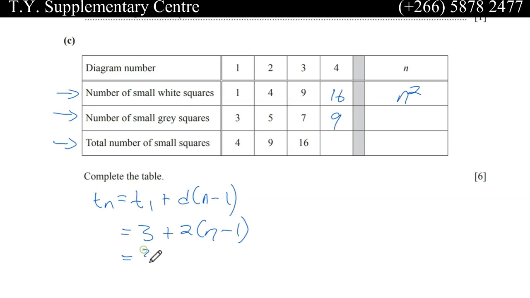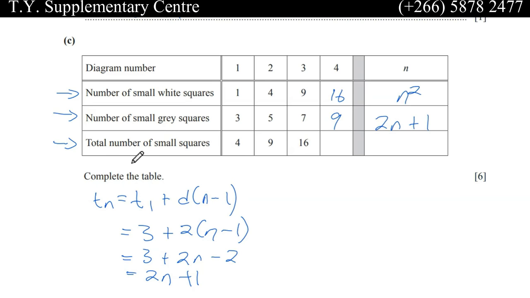So simplifying this, we get 3 plus 2 times n, that's 2n. 2 times minus 1, that's minus 2. So writing 2n first, and then collecting together 3 and minus 2, we get 3 minus 2, which is 1. So the formula for the nth term for the number of small gray squares will be 2n. Let me correct this. 3 minus 2, that's 1, not minus 1. So this should be 2n plus 1.